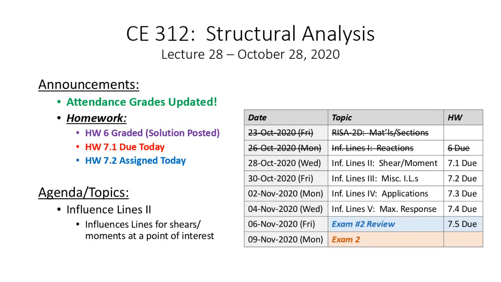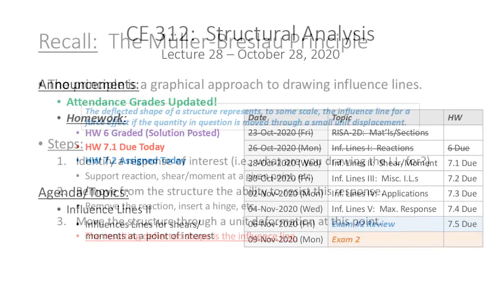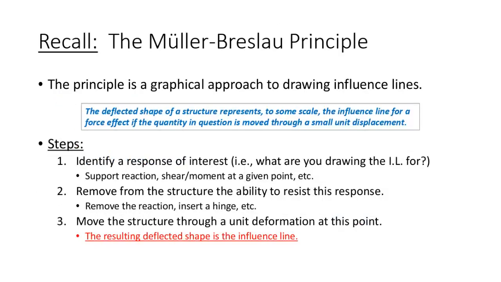So let's recap a couple of things. First off, let's make sure we're all clear on the fundamental definition of an influence line. It's a graph of a response when you take a unit load and move it across the structure. That fundamental definition will always work in constructing an influence line. But you all know we have a shortcut for that, the Müller-Breslau principle. I want to restate the steps for the Müller-Breslau principle, because that's important to understand what we do today.